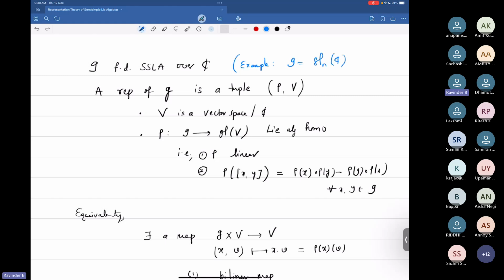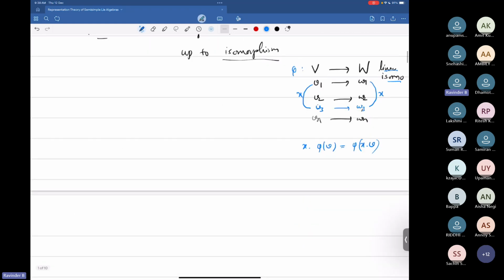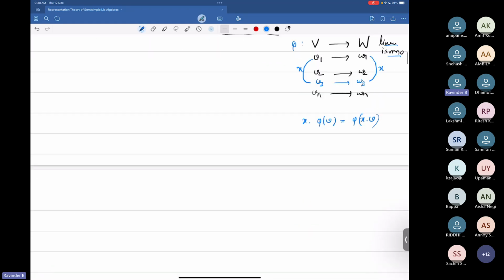So trace zero matrices, n cross n trace zero matrices. I want to classify all representations of SL_n also, in particular. SL2 you have seen already. What you have seen from Shraddha's lectures is that finite dimensional irreducible representations of SL2C actually correspond to non-negative integers.